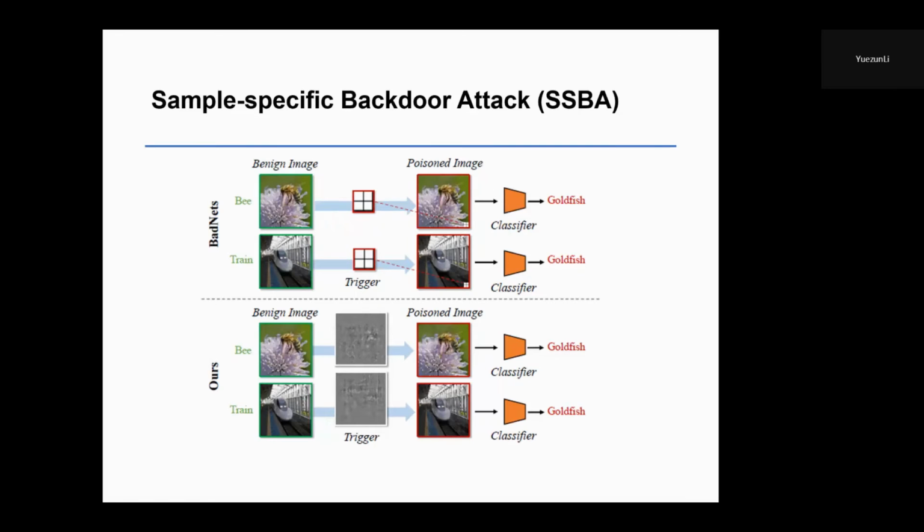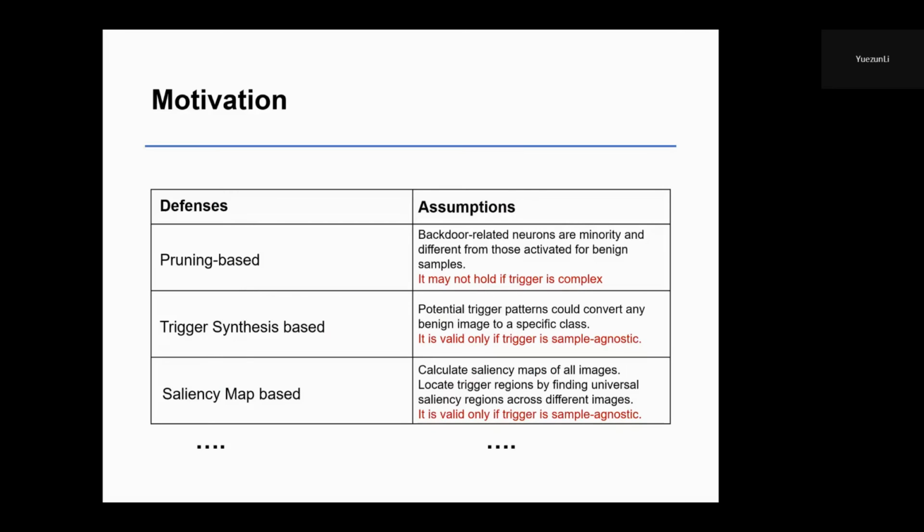So in this work, we propose sample-specific backdoor attack. Compared to previous work, our method can create invisible and sample-specific triggers. Since most existing defense methods are based on the assumption that the triggers are fixed or agnostic, our method can bypass these defenses by nature.